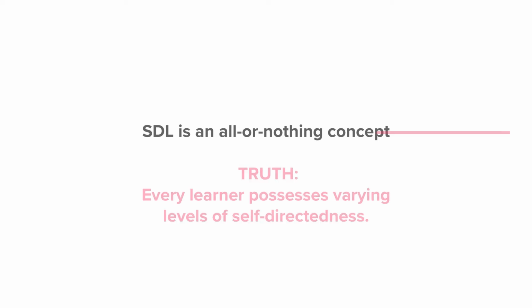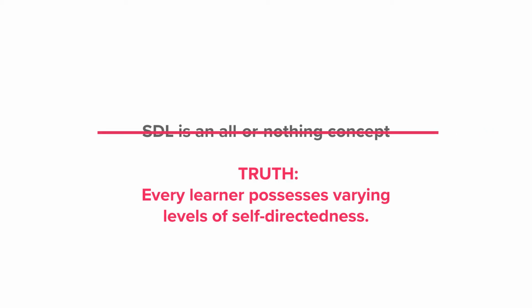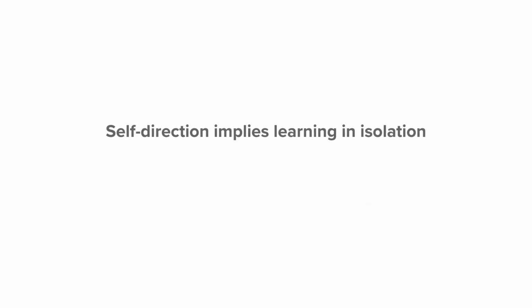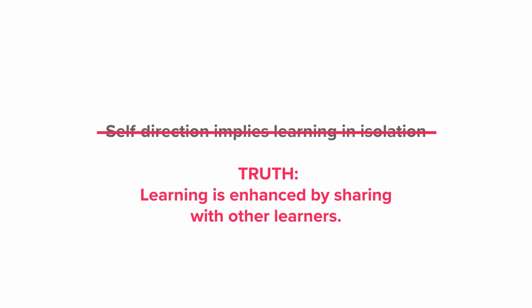The truth is that everyone is different. We all possess varying levels of self-directedness. Some more, some less, but not either or. Myth 2. Self-direction implies learning in isolation. This is a stereotype. The truth is that a learner may engage in periods of individualized isolation, but learning is enhanced through sharing with others.